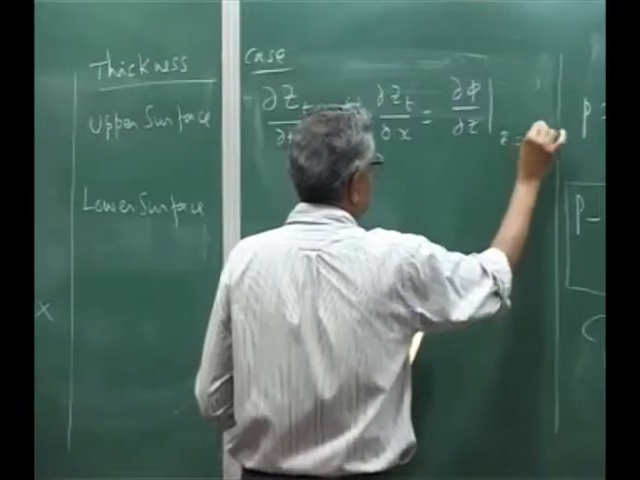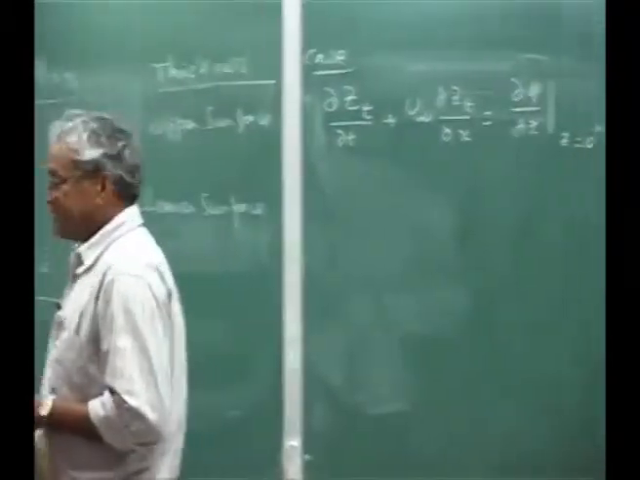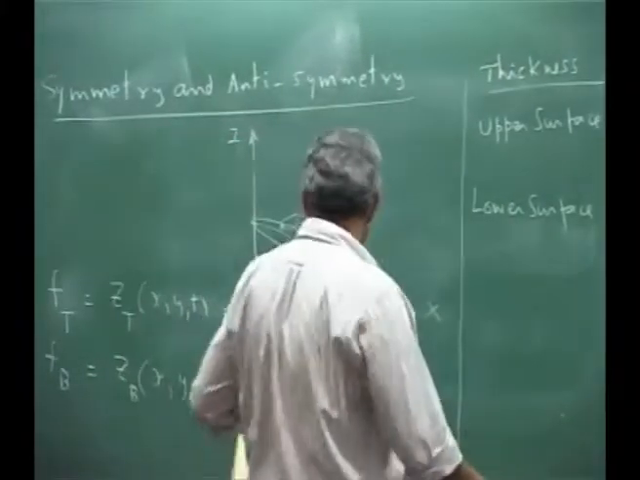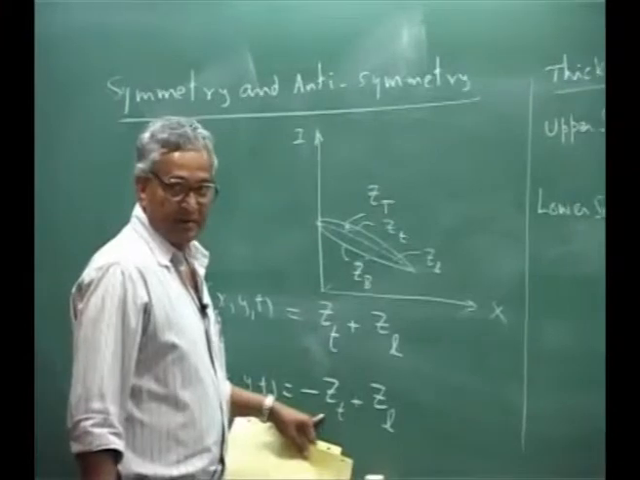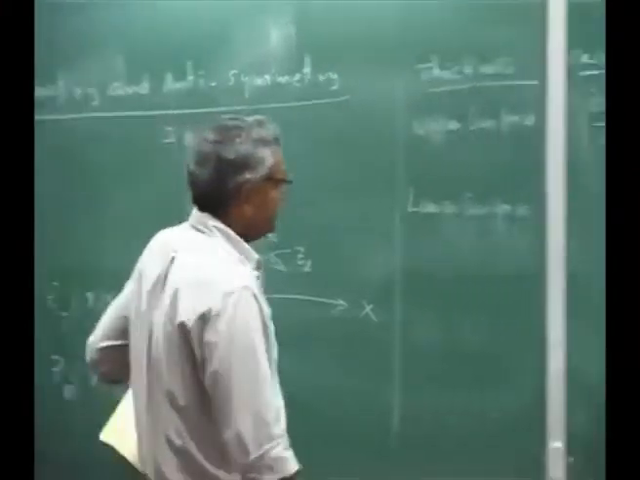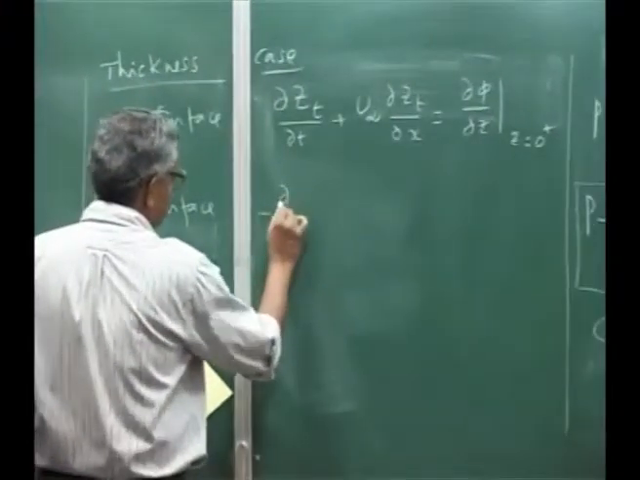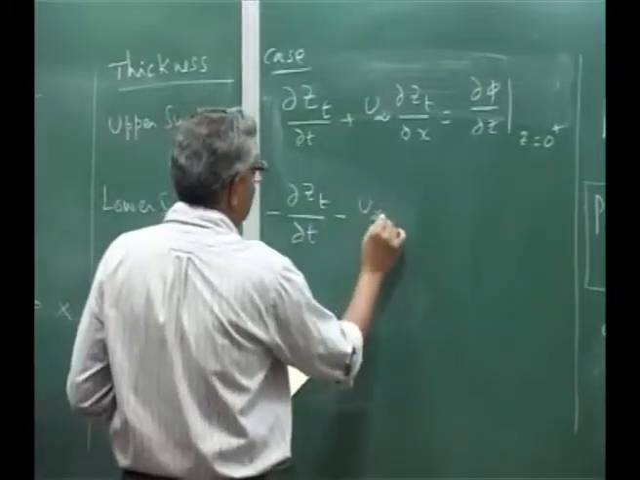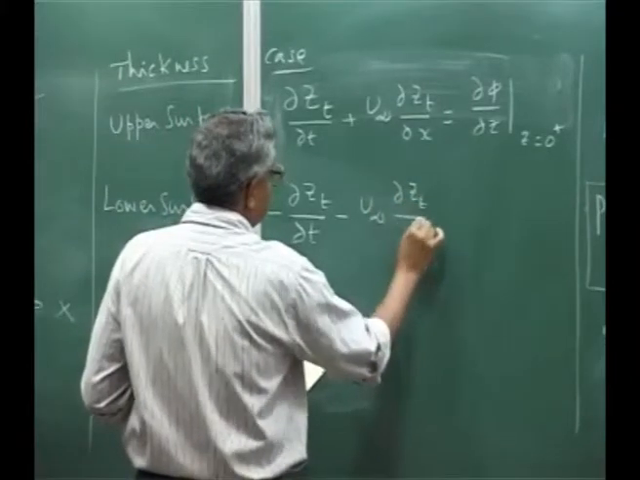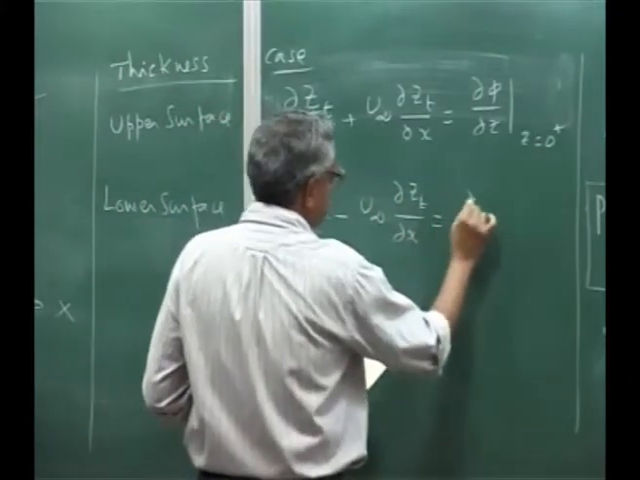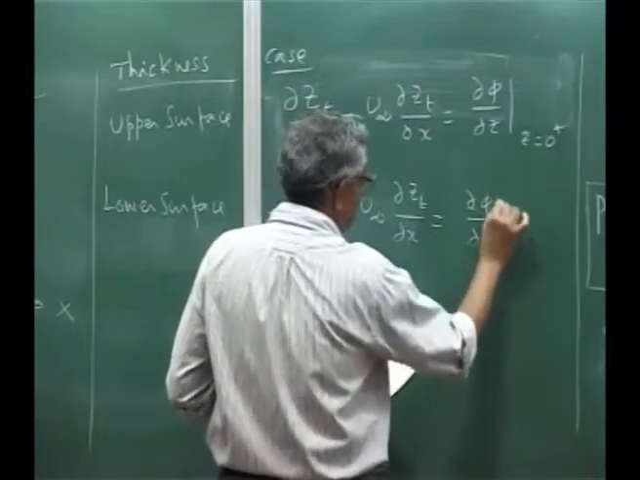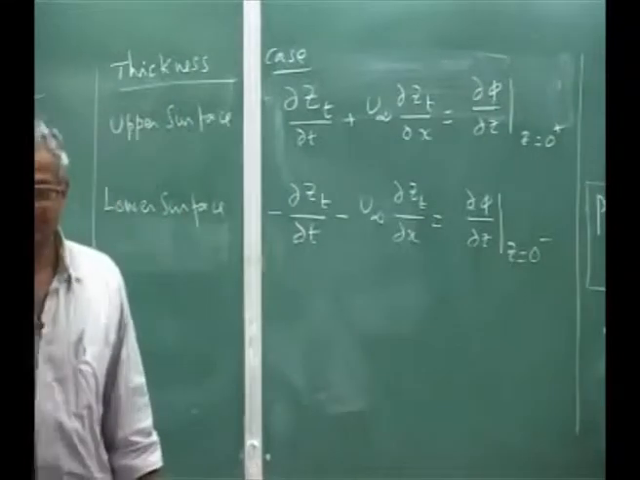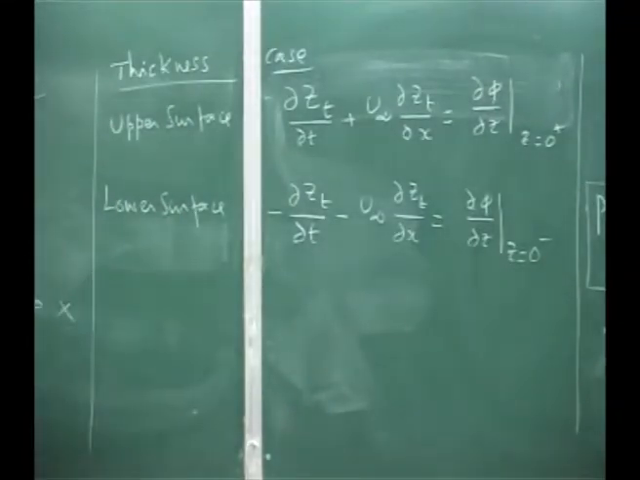Okay. And on the lower surface, which is the bottom surface, I am going to put what is the bottom surface for thickness. This is minus ZT. So I will have minus delta ZT over delta T minus U infinity delta ZT over delta X equals delta phi over delta Z at Z equals 0 minus. Okay. Now you look at this.